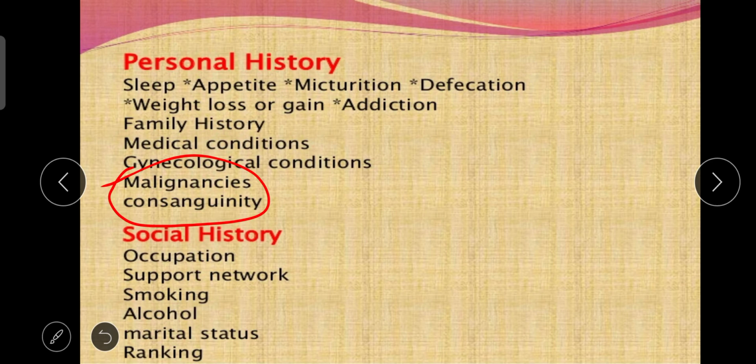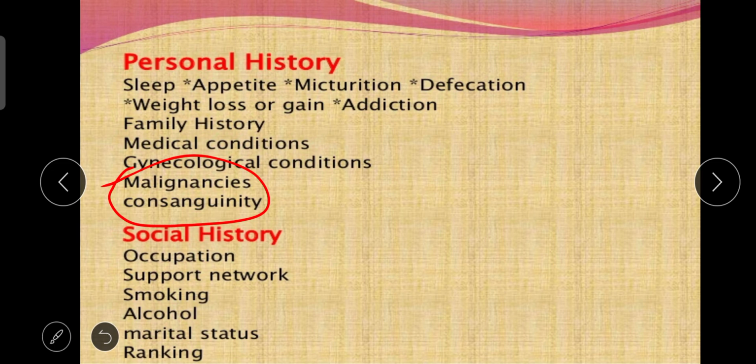Next you are going to ask about the social history, like their occupation, their support network, smoking, alcohol, marital status and ranking. So this is about the history collection of the patient with gynecological condition. When the patient comes with any gynecological disease, based on the disease or the problem or the complaints, you are going to collect the history from the patient.